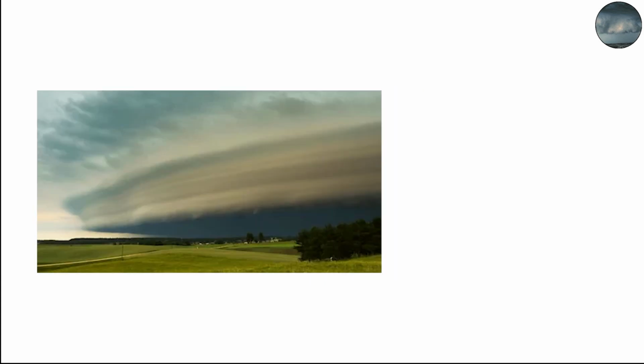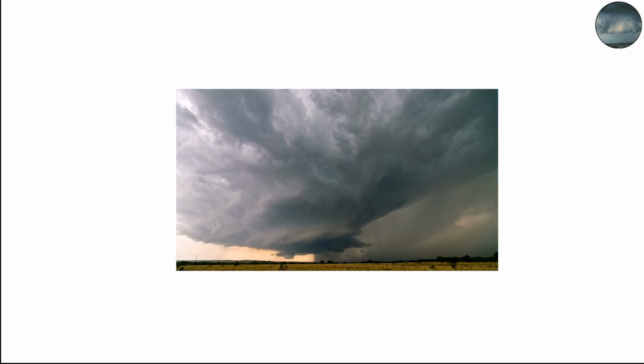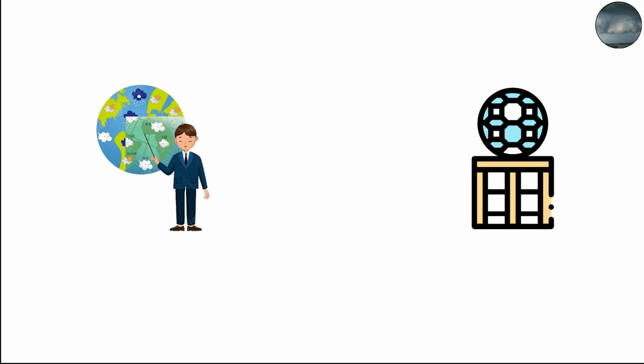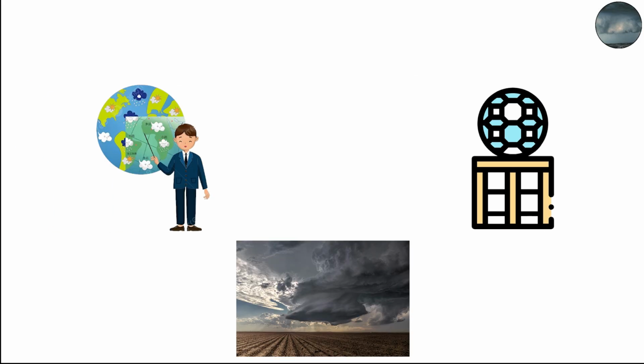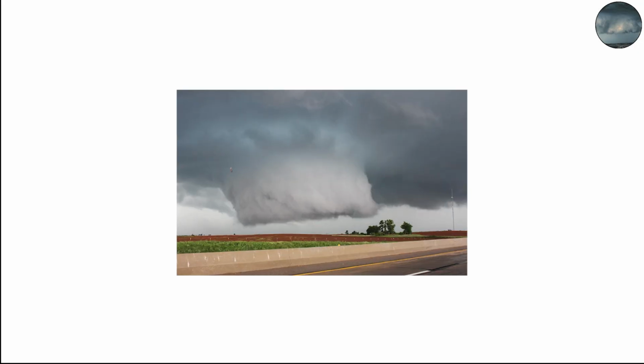Not every mesocyclone produces a tornado, but nearly every significant tornado begins within one. Meteorologists often use Doppler radar to detect the presence of mesocyclones because they indicate a higher risk of tornado formation.